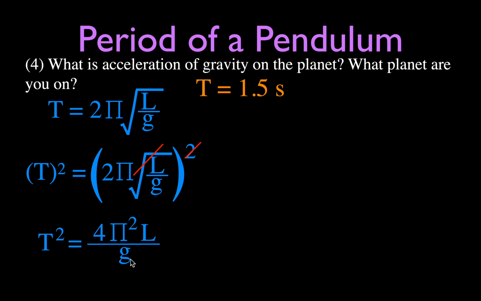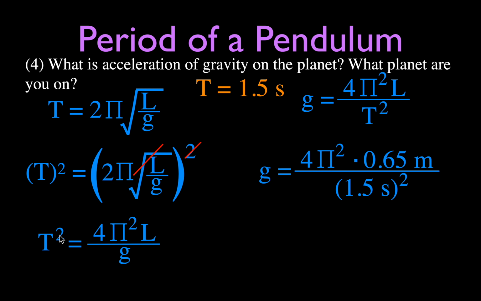Now, you know, and I know that if we have a fraction on the right-hand side and a single value over here on the left, we can just switch these two values. That means that g is going to be equal to 4 pi squared L divided by t squared, the period squared. And if we plug the values in, we get a value just about 11.4 meters per second squared.